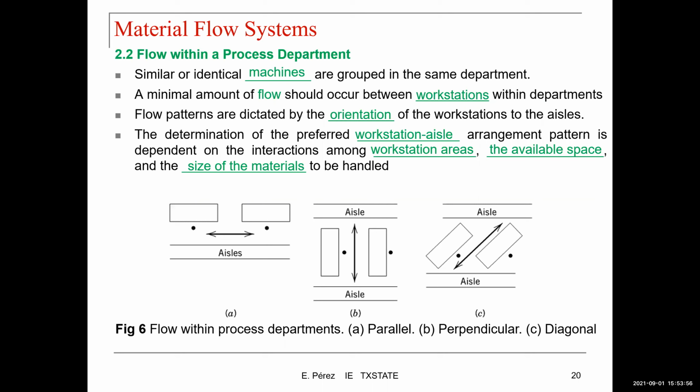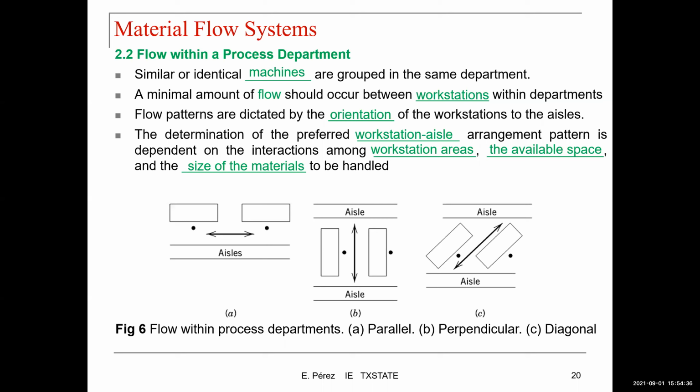You have the parallel, so you have those machines located next to each other. We have the perpendicular, so you have the machines perpendicular to the aisles, and then you have the diagonal, a diagonal shape with the aisle. Essentially, there's no difference between them. The only difference is the angle that you're using to locate those machines, and that will depend on how much space you have and how many machines you want to locate inside that department.